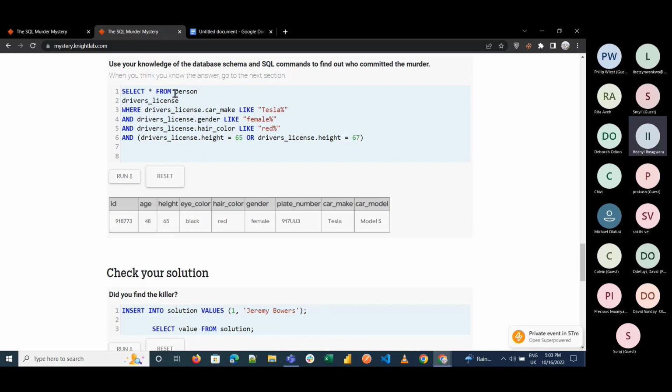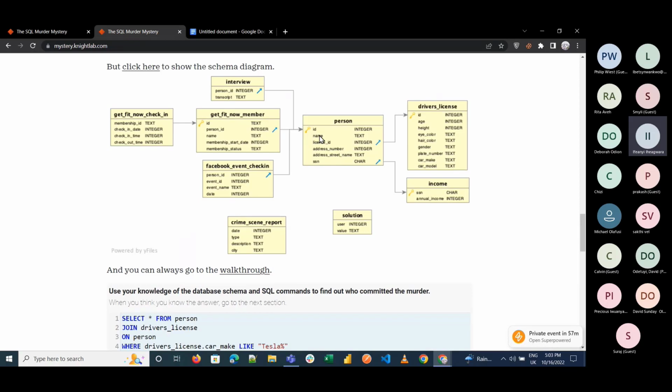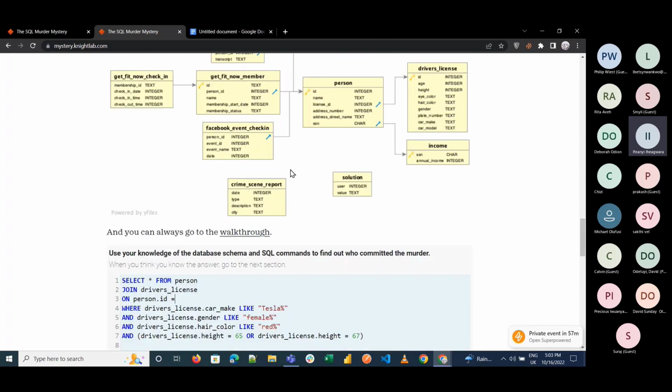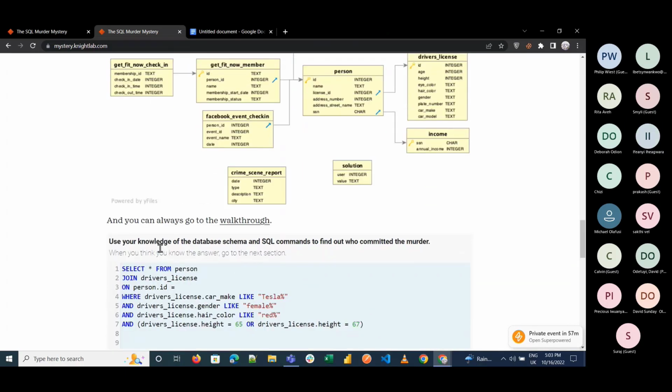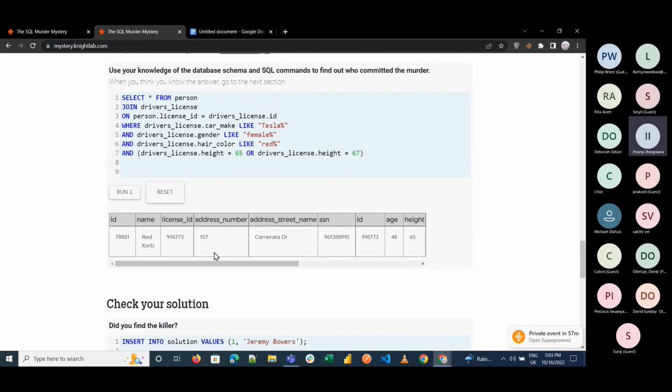Okay, so the person's table, then join it with the driver license table. We're joining these two tables based on the ID: license_id is equal to driver_license.id. Okay, so this is the number of the person. So my name is Red.